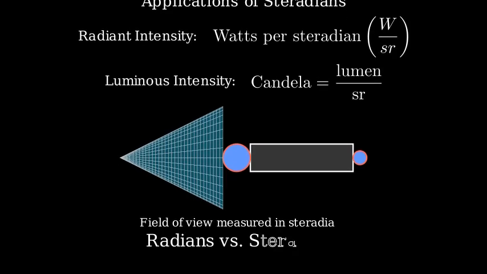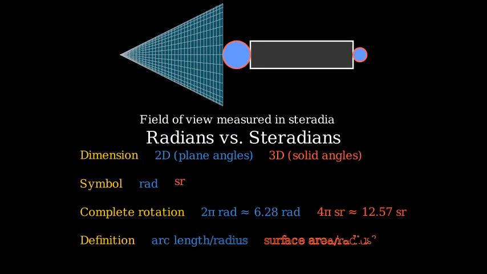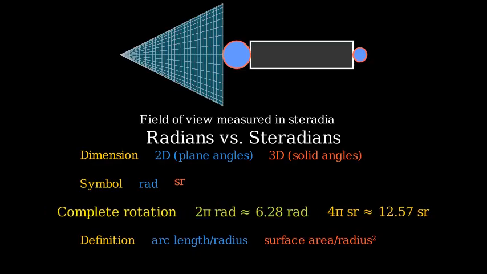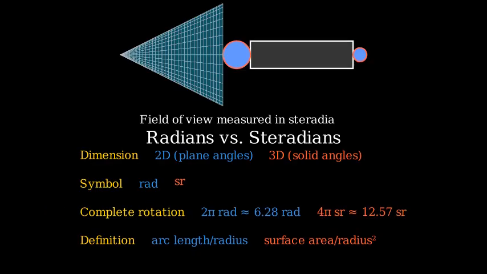Let's compare and contrast radians and steradians. Both are dimensionless SI units used for measuring angles. The key difference is that radians measure angles in a plane, 2D, while steradians measure solid angles in space, 3D. A complete circle contains 2 pi radians, while a complete sphere contains 4 pi steradians.